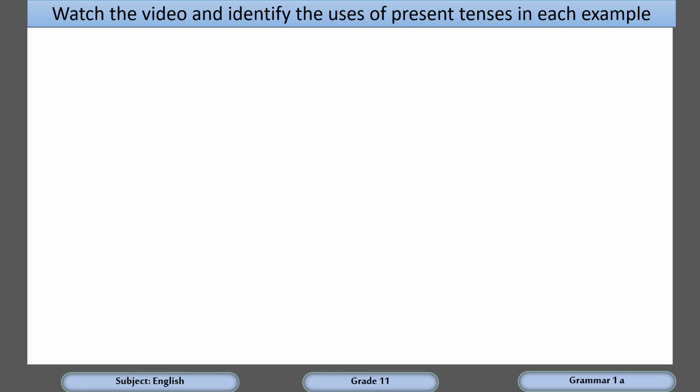Okay, now you are going to watch a video and identify the uses of the present tenses in each example. You're supposed to take notes in your English notebooks. Let's get started.